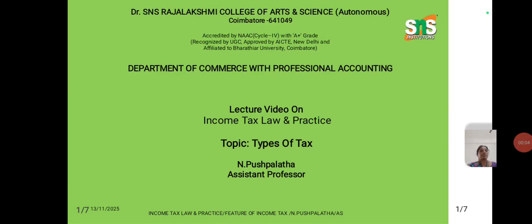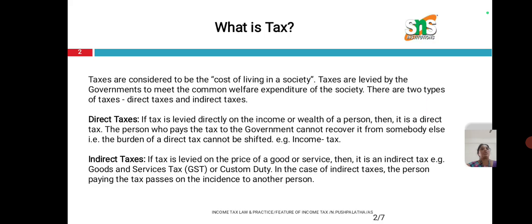I am going to explain the income tax law and practice subject. The topic is types of tax. First we will see the tax. The tax is a compulsory financial payment made by an individual or organization to the government without expecting any direct benefit in return. It is collected by the government to carry out various public welfare activities.